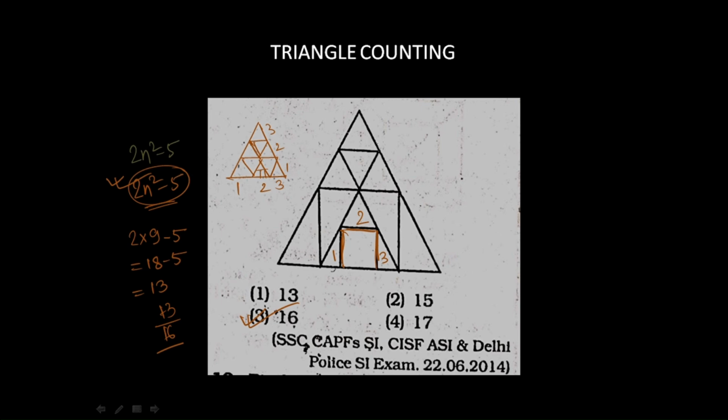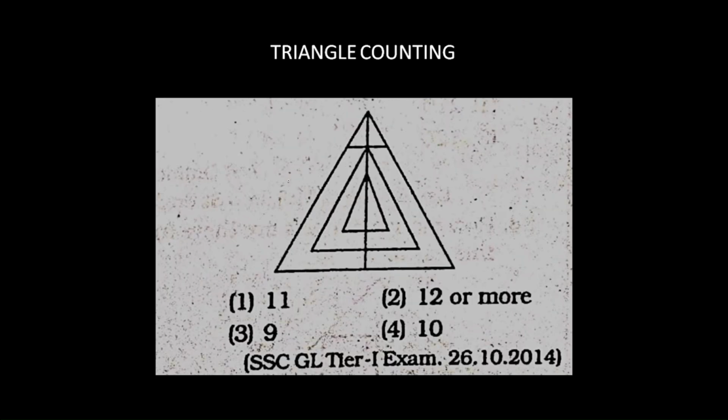To understand this, I will be discussing this figure in another type. This has several approaches to solve. There are 3 approaches to solve this kind of question, okay? So we'll be discussing this in the next class. Moving to the next one. So let me tell you how many triangles are there in this figure. So how many triangles are there?